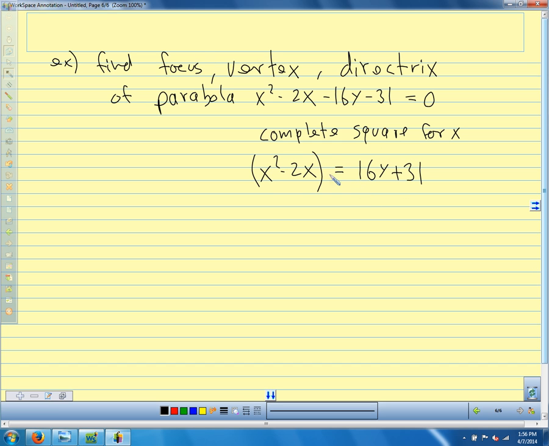From the standard form, I'd be able to pick out my vertex. I would be able to find p, and that would give me my focus and my directrix. So for this kind of problem, we would complete the square. I'm not going to go through all of that, but I just wanted to talk about how we set it up. So complete the square, and then write in standard form. And that would give us all of the information that we needed to find these pieces.